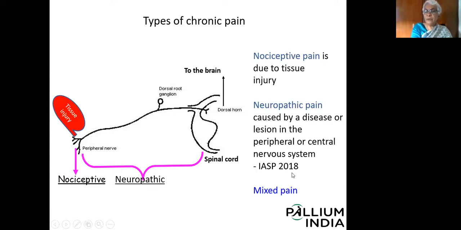So the definition of neuropathic pain is it is caused by a disease or lesion in the peripheral nervous system or in the central nervous system. But sometimes the cancer pain can also be mixed. It can be a combination of nociceptive and neuropathic.